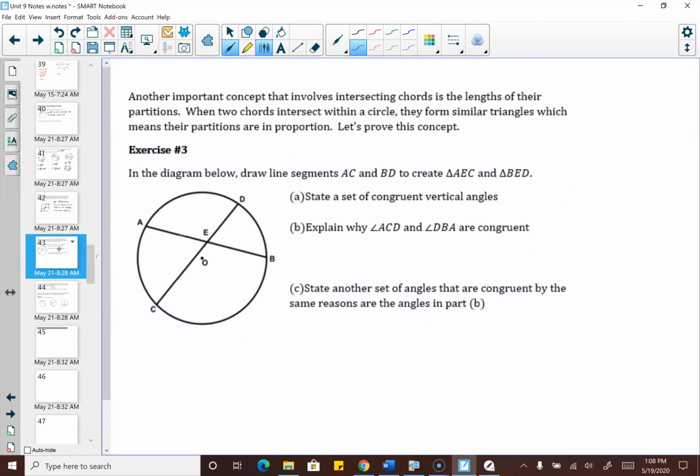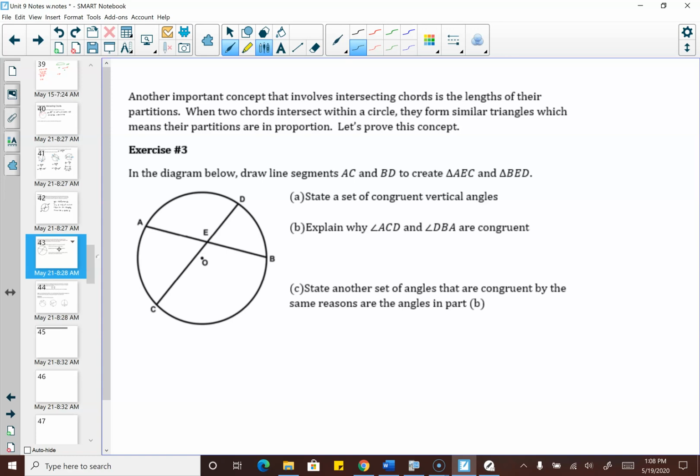So another important concept that involves intersecting chords is the length of their partitions. When two chords intersect within a circle, they form similar triangles, which means their partitions are in proportion. So if you think back to earlier in the year, anytime we had similar triangles, a lot of times we end up setting a proportion. So we're just going to prove this really quick.